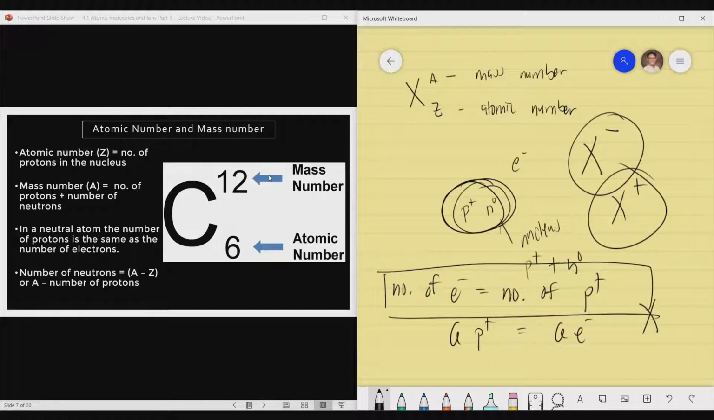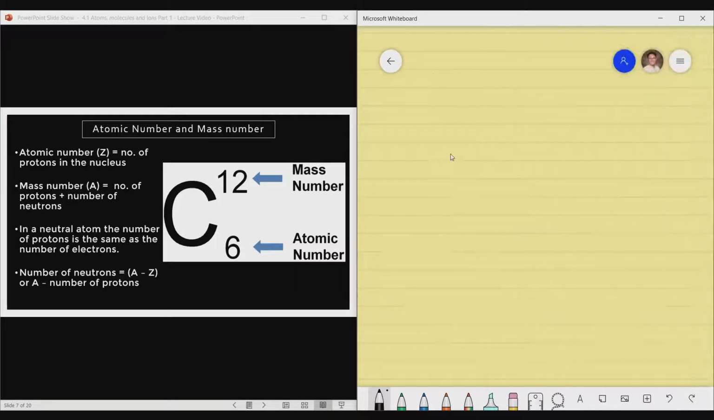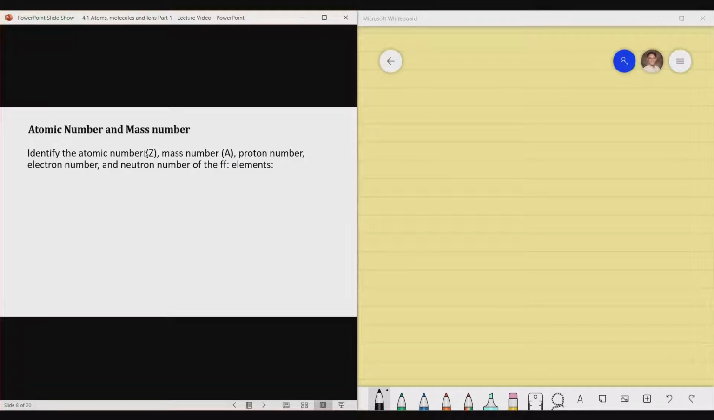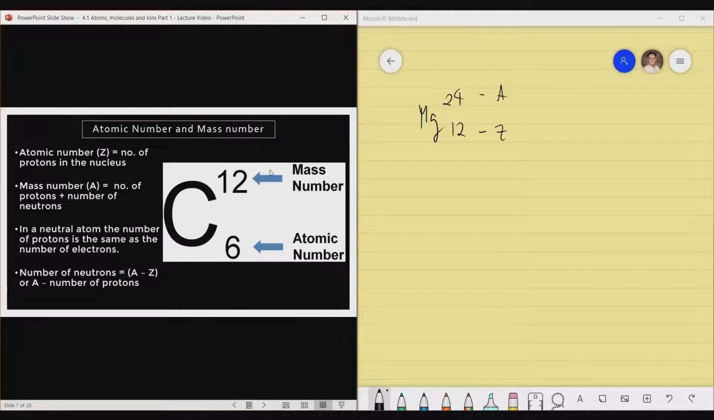Okay? So let's try to apply what we learn here. Okay, so let me just clear my board. So identify the atomic number Z, mass number, proton number, electron number, and neutron number of the following elements. So let me show you. So we have here magnesium. So magnesium 24 12. So okay lang na interchangeable naman yan. So 24, as remember, this is your mass number, and this 12 is your Z. Okay, atomic number. As shown by the slide here.